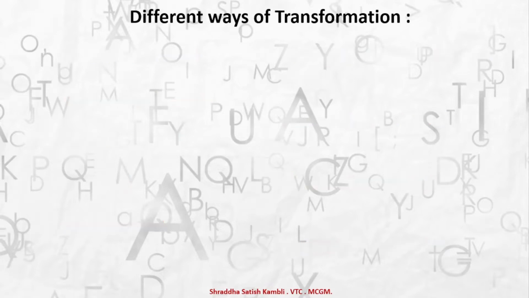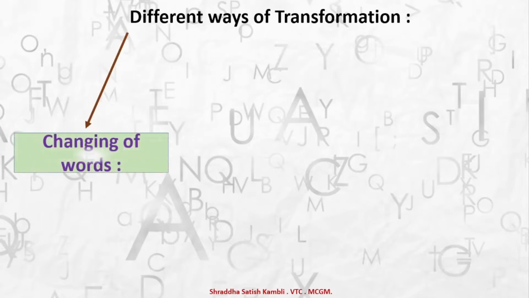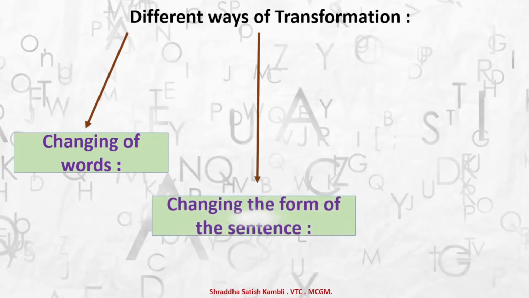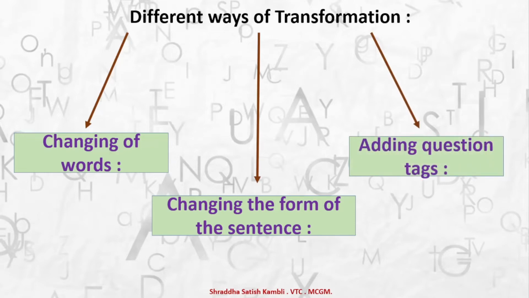So there are basically three ways of transformation. The first way is when you change words in a sentence. So "no sooner than," "as soon as," when you make such changes, then that is one way of transformation. The second way of transformation is when you change the form of a sentence. That is, a positive sentence, you make it negative. A negative sentence, you make it positive. An exclamatory sentence, you make it assertive. So what are you doing? You're changing the form of a sentence. And finally, the third way that you can change a sentence is by adding question tags. Okay, so these are the different ways in which you can transform a sentence.